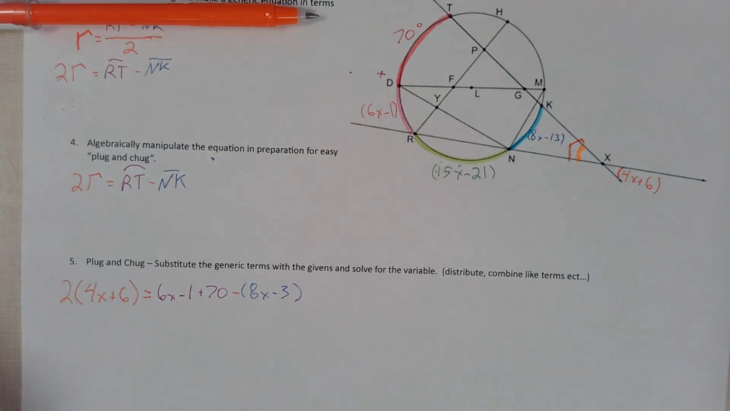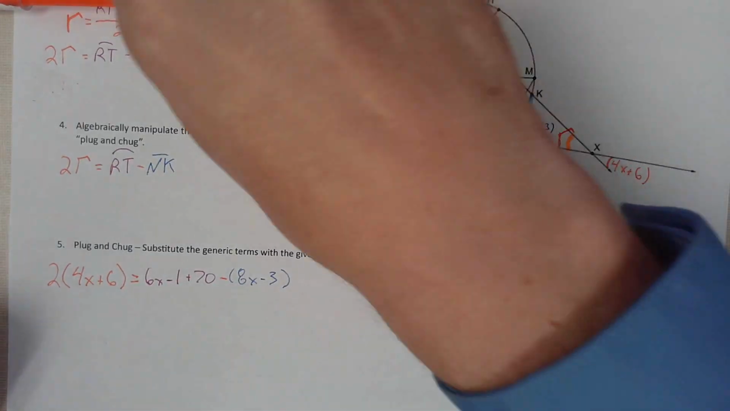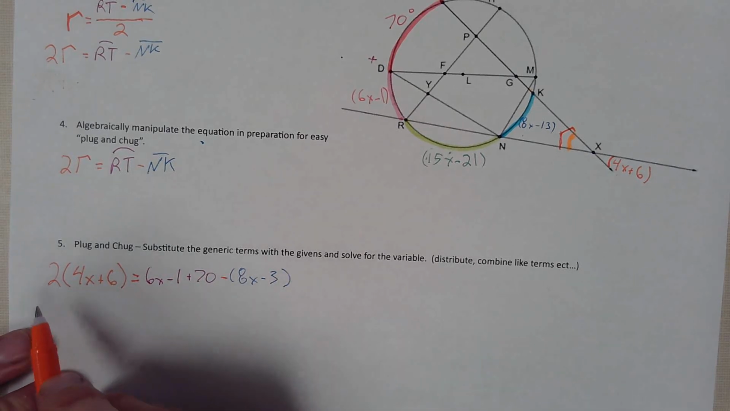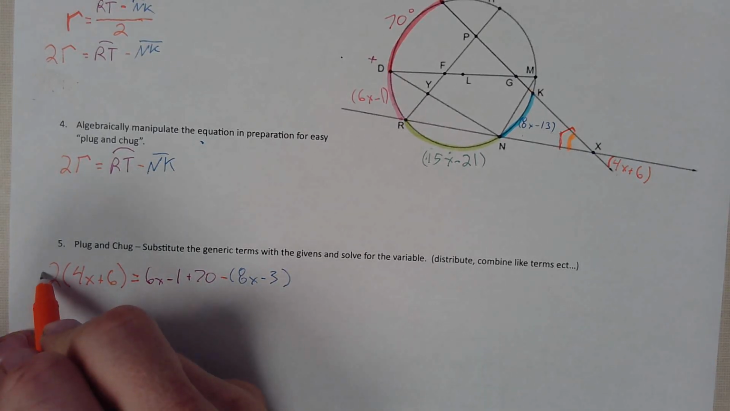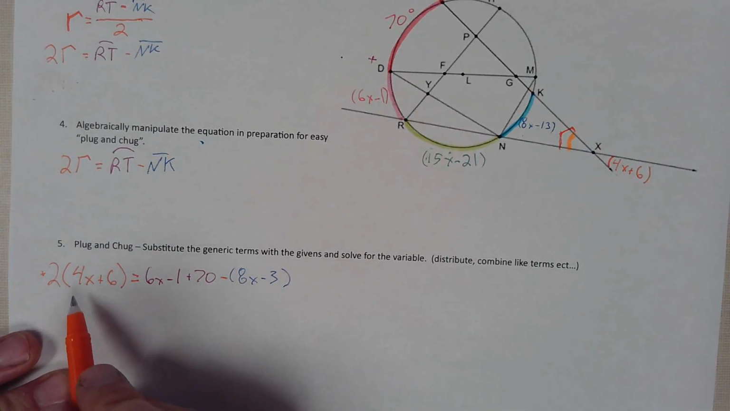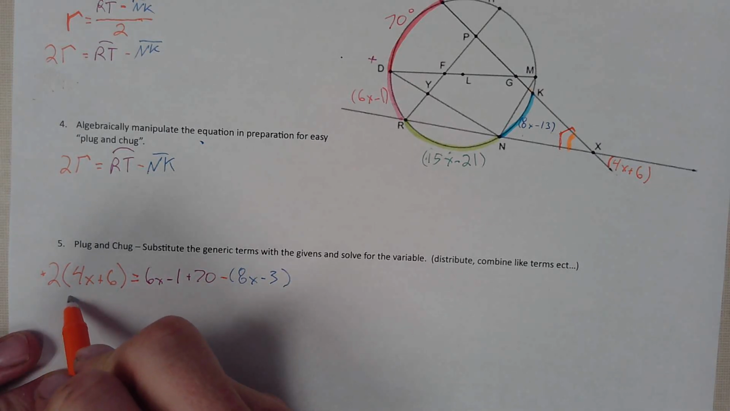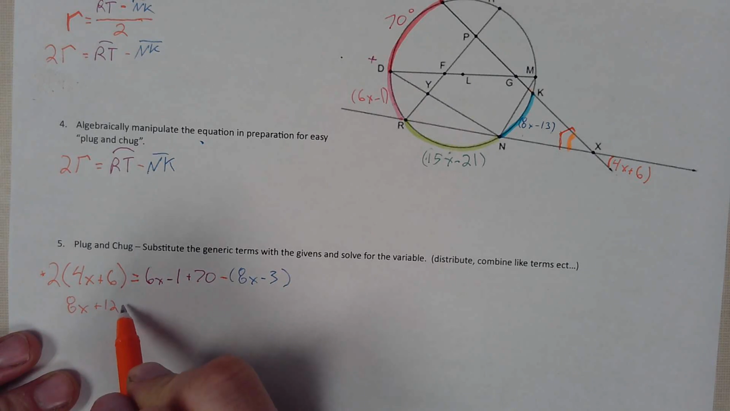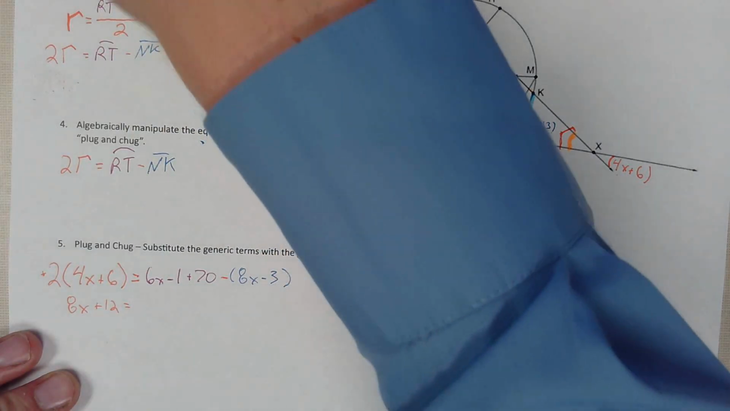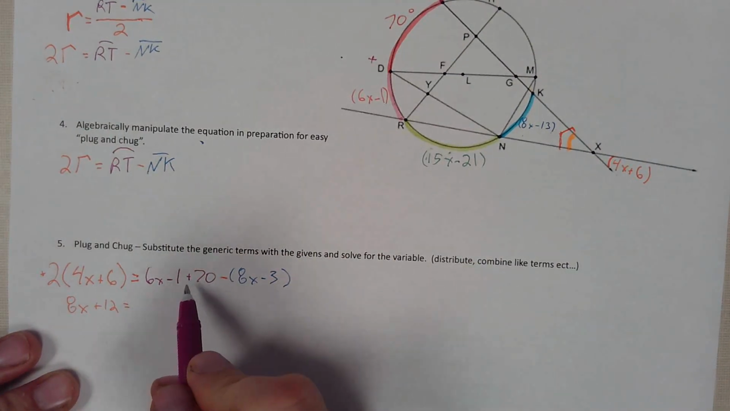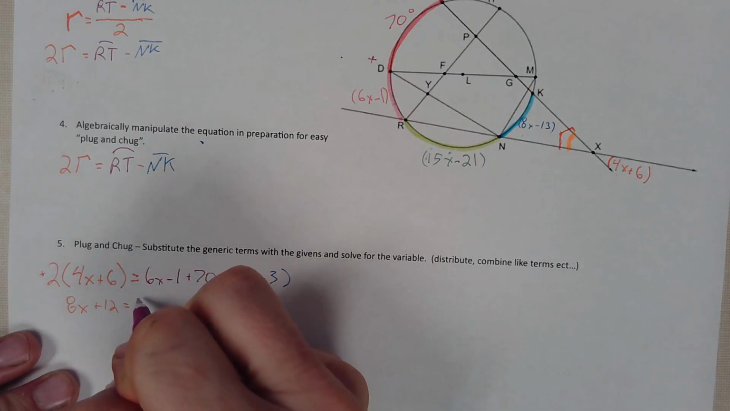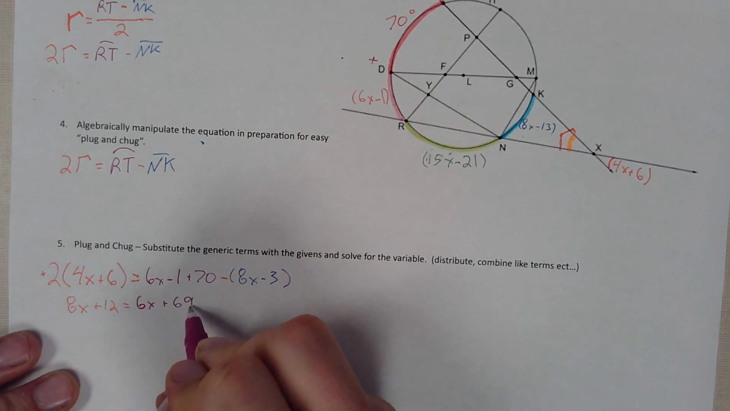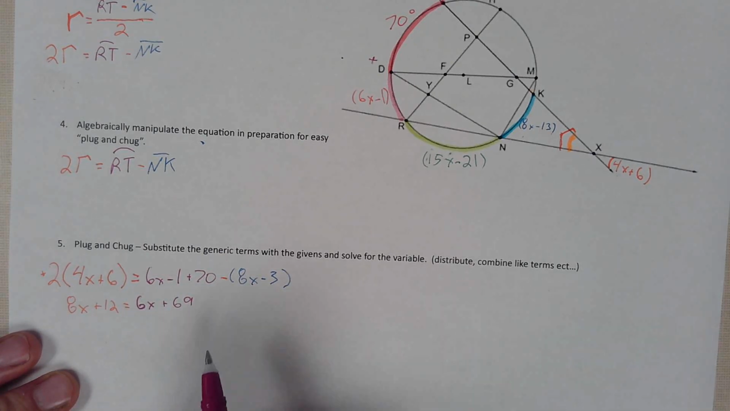Okay, now let's work on the left again. Now it's time to distribute and solve for x. Distribute, combine like terms, all that stuff. We're going to distribute positive 2 into 4x plus 6. So that's going to be 8x plus 12 equals, we'll combine like terms, it's going to be 6x plus 69, because negative 1 plus 70 is 69.